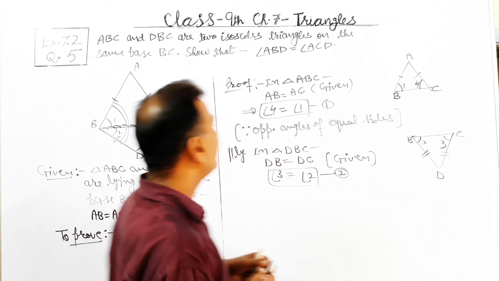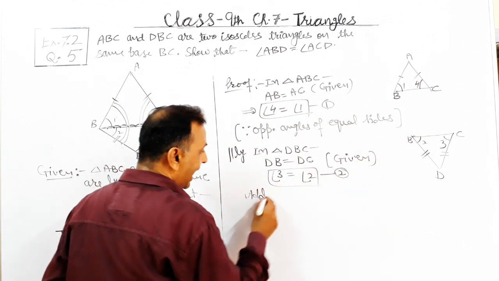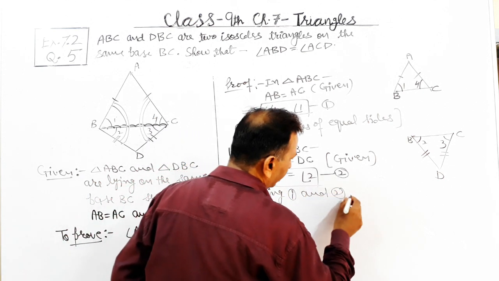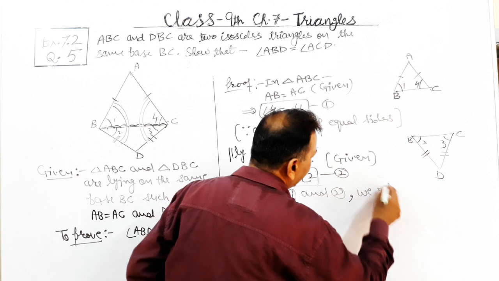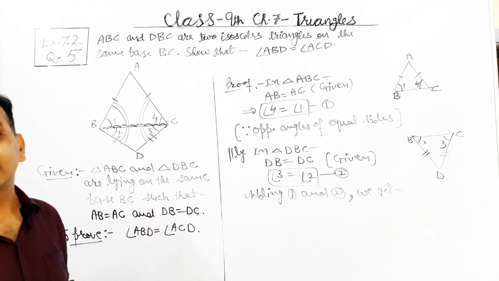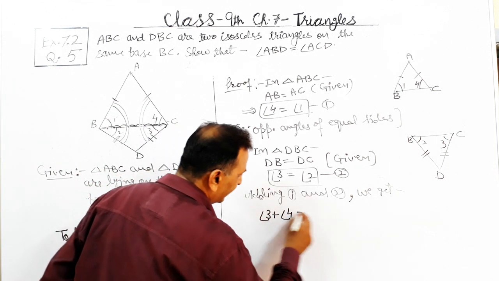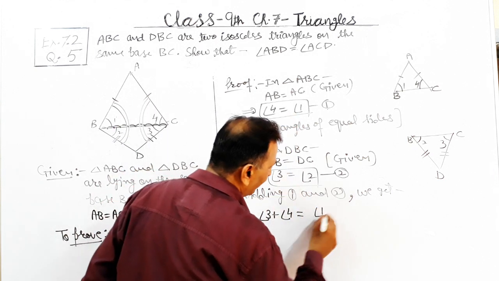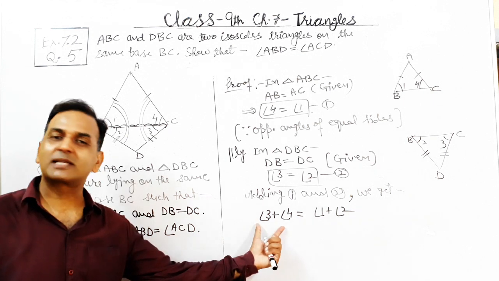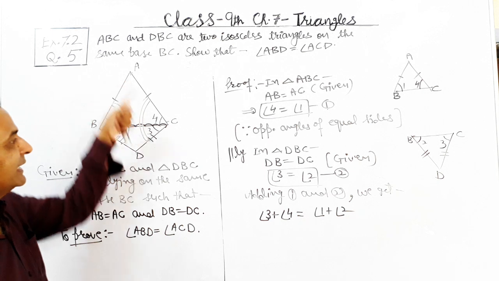You can say, if we add these two results, result 1 and result 2. So adding 1 and 2, what we have? We have the sum of the left hand side angles and the sum of the right hand side angles will become equal to each other. So on the left hand side we have angle 3 plus angle 4. On the right hand side we have angle 1 plus angle 2. And what is the single name of the combination of angle 3 and angle 4? Angle 3 plus angle 4 is the complete single angle ACD.